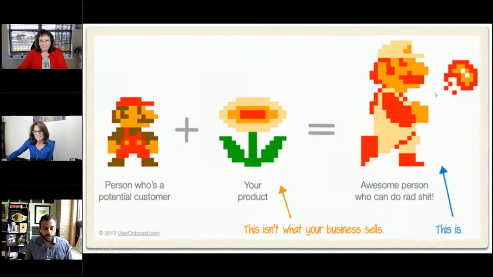When you combine those two things together, you get Big Mario on fire shooting fireballs and killing bad guys. Now, that's the awesome person who can do rad stuff. That is what you're selling here. You're selling the ideal version of your partner and their end customer. You're not selling your product.